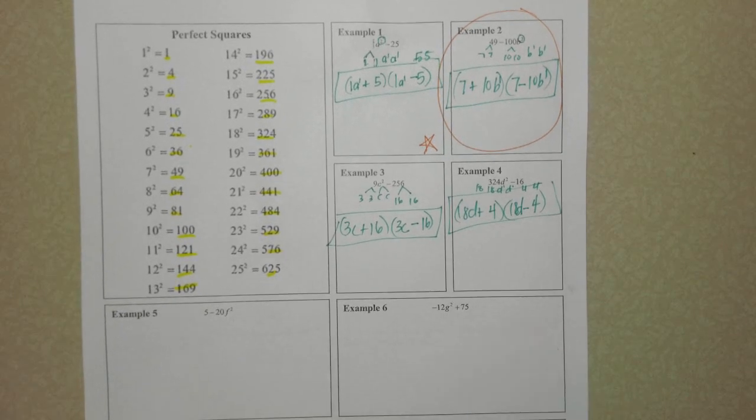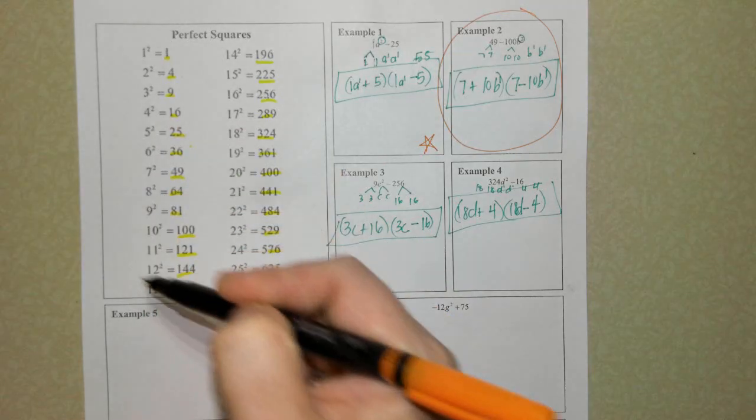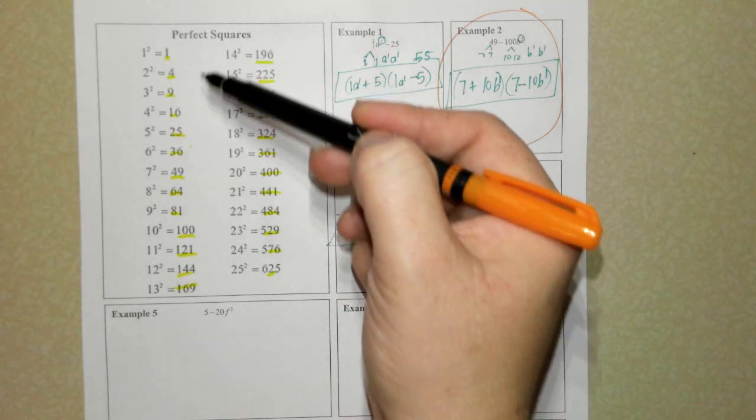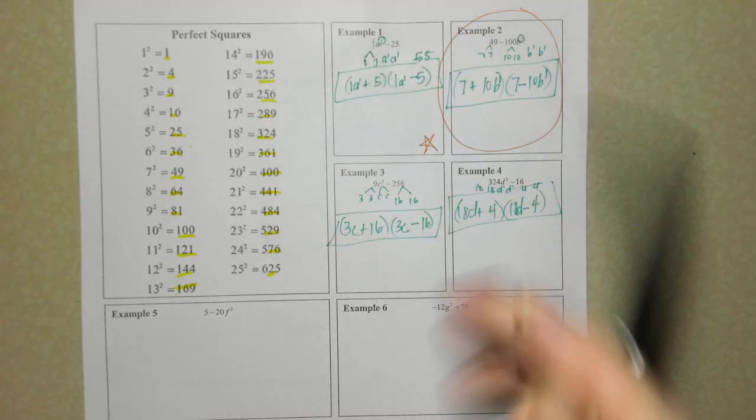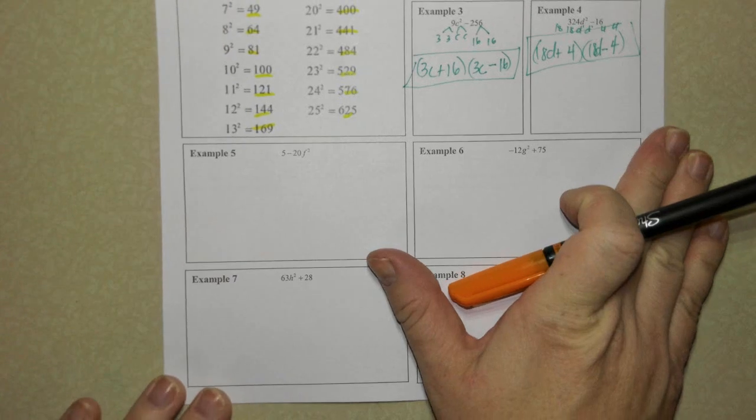The reason most students struggle with factoring is because they have not learned their times table. Okay? So one thing you can work on at home is memorizing this. Okay, we're going to go down to example number 5.